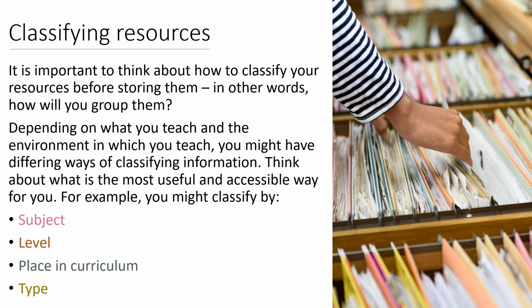It is important to think about how to classify your resources before storing them. In other words, how will you group them? Depending on what you teach and the environment in which you teach, you might have differing ways of classifying information. Think about what is the most useful and accessible way for you. For example, you might classify by subject, level, place in curriculum, or type.